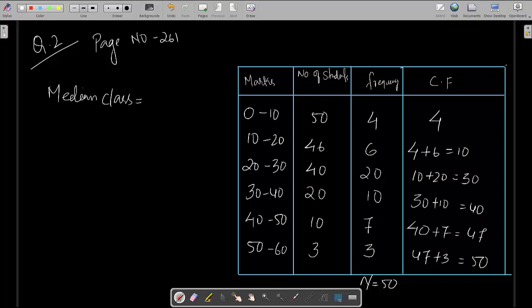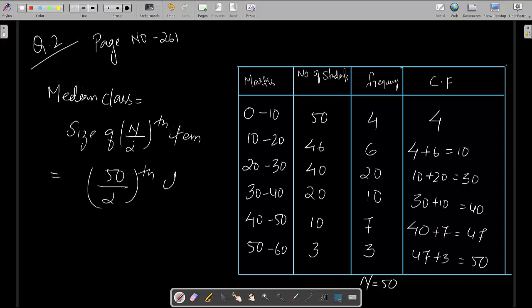The median is equal to the size of n by 2 item. So here n by 2, n is 50 by 2, it is the 25th item. So what do we do next? You have to look for this 25 in the cumulative frequency.